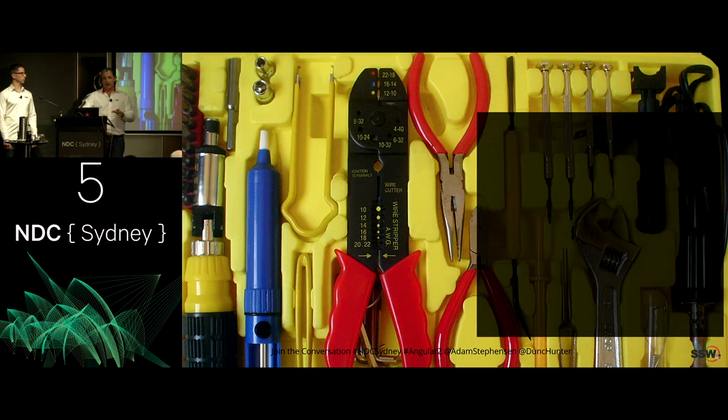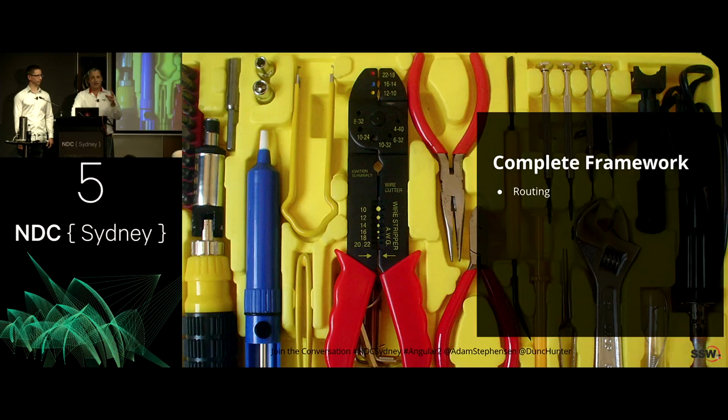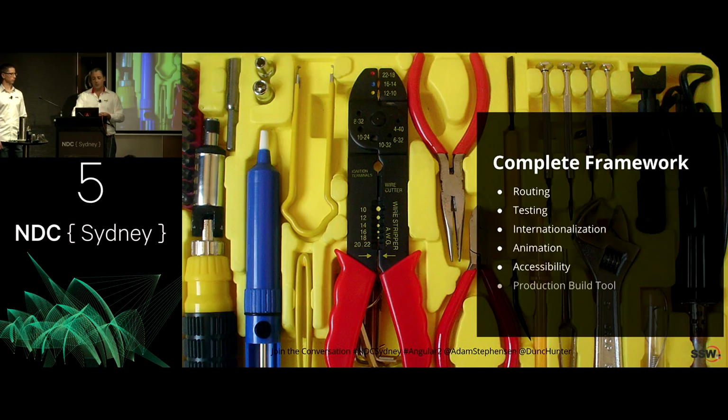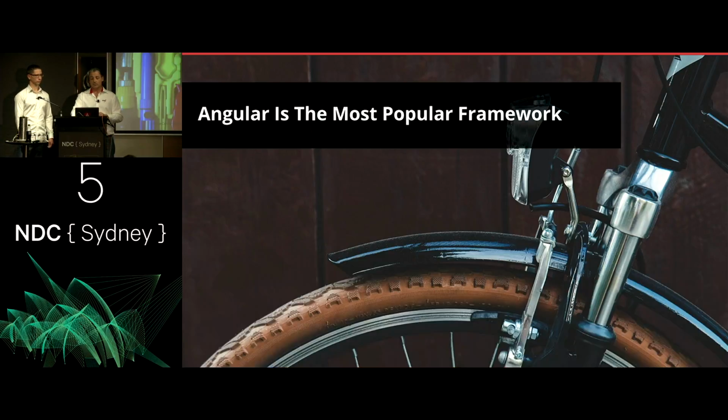The big thing about Angular compared to some of the other frameworks like React is it's actually a complete framework. So it gives us nearly everything we need right out of the box, rather than having to go and choose a whole lot of other libraries and bring them in. So it includes routing, testing, internationalization, animations, accessibility, and it's a production build tool with the CLI.